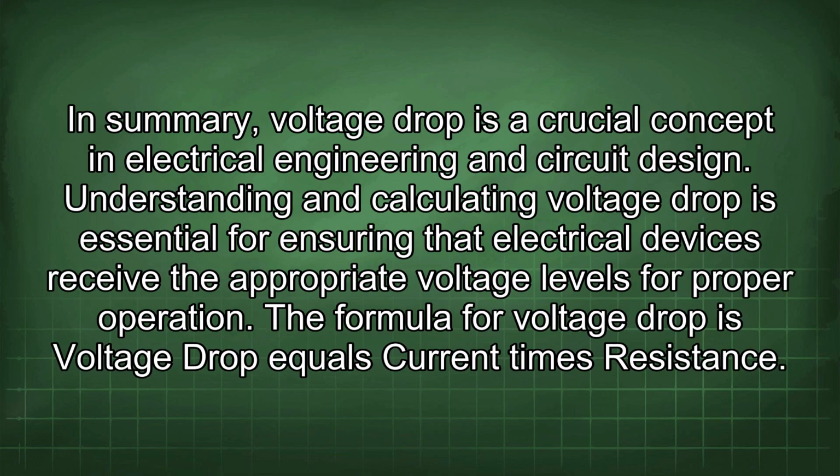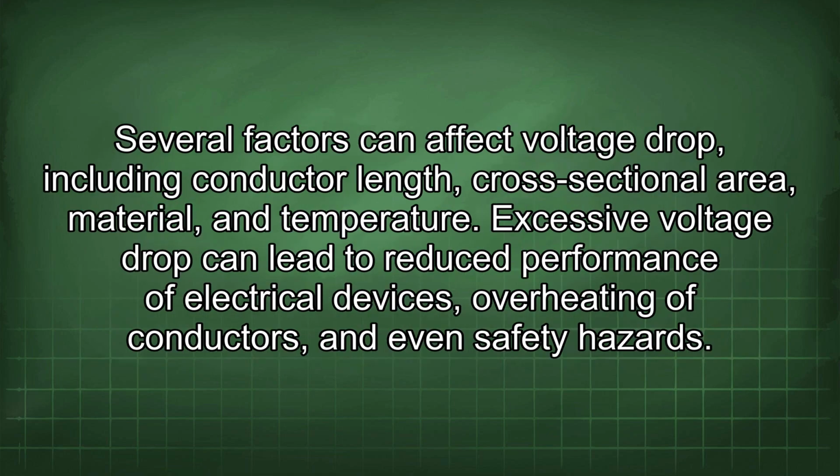In summary, voltage drop is a crucial concept in electrical engineering and circuit design. Understanding and calculating voltage drop is essential for ensuring that electrical devices receive the appropriate voltage levels for proper operation. The formula for voltage drop is voltage drop equals current times resistance. Several factors can affect voltage drop, including conductor length, cross-sectional area, material, and temperature. Excessive voltage drop can lead to reduced performance of electrical devices, overheating of conductors, and even safety hazards.